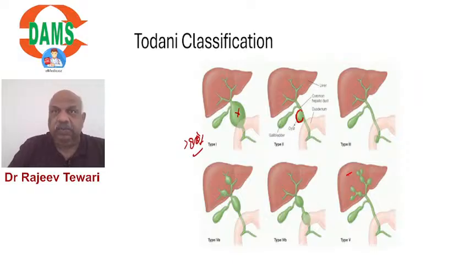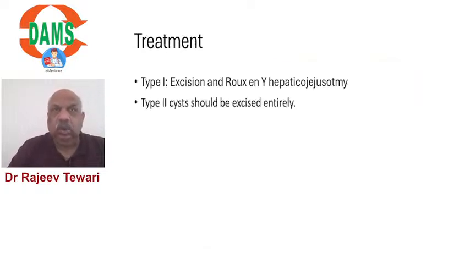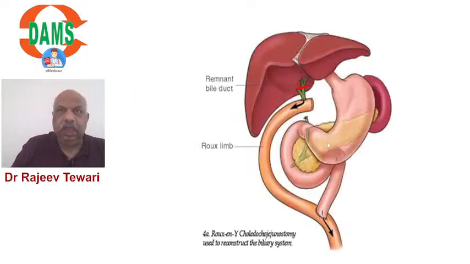Type 2 is a diverticulum. Type 3 choledochocele. Type 4A intra and extrahepatic cyst. Type 4B only extrahepatic. Type 5 only intrahepatic. Yeah, cholecystectomy is also done here because of the cancer risk. So, you cut the whole thing, go to common hepatic and do Roux-en-Y hepaticojejunostomy, from the common hepatic duct.